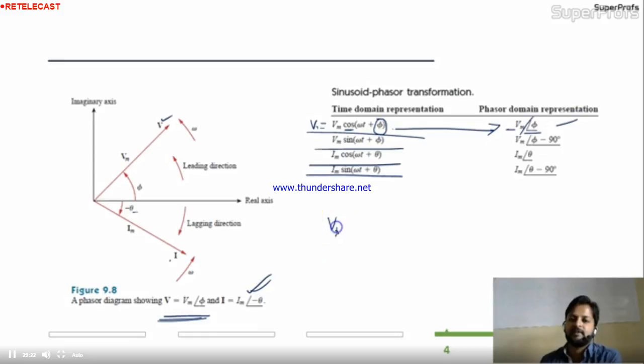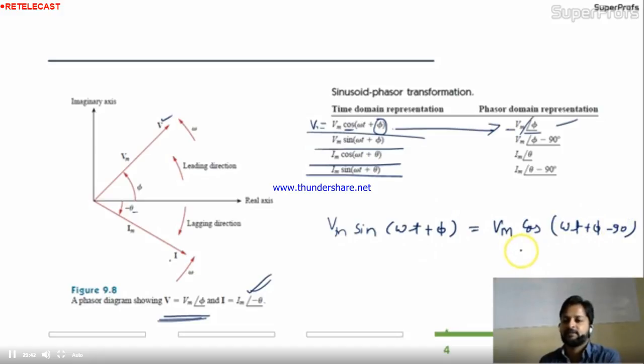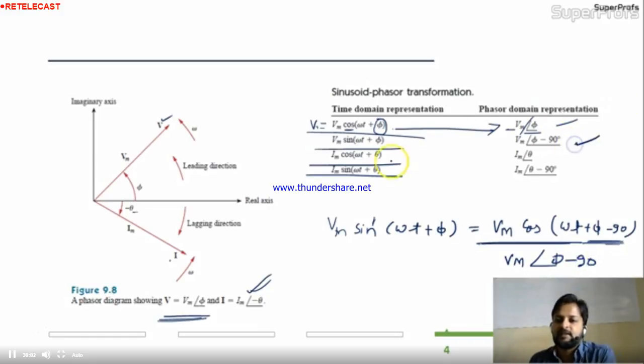Now in the second case you have Vm sin(omega t plus phi). I told you, first convert it into a cosine function. So it will be Vm cos(omega t plus phi minus 90). I told you, right? Minus 90. If you want to convert the sine function to cosine function, you have to subtract 90 from the phase angle. Now, can you write it in the polar or phasor domain? Yes. Vm is the magnitude. What is the angle? The angle is phi minus 90.